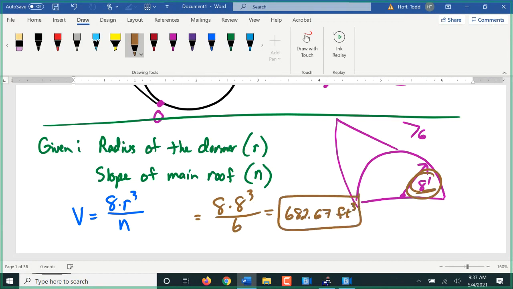Notice that is the only dimension here. The radius is in feet. The 8 is a constant. N is a slope. There are no units on the slope for that 6/12 slope. So the feet is the only unit in this calculation.